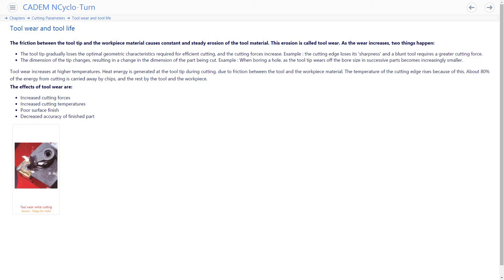Tool wear is the erosion of material from the tool. It changes the shape of the tool cutting edge, increases cutting forces, and results in poorer accuracy and surface finish on the part.